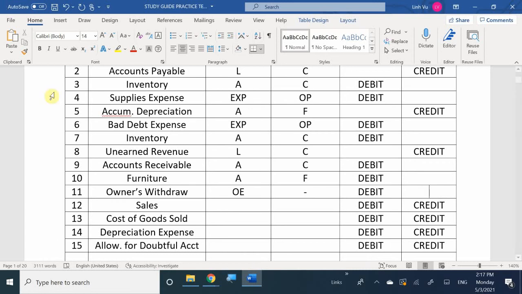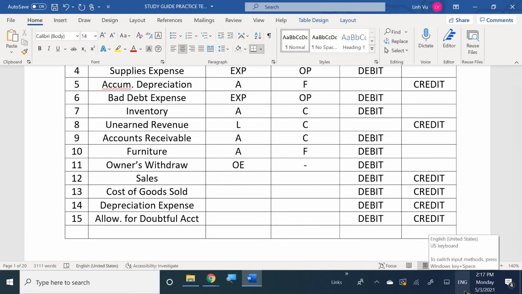Next is sales. What kind of account is sales? Income. Good. Income or revenues, whatever you want to associate it with. I believe in the test I use revenues. Now, what kind of income? Sales. Good. Now, what kind of normal balance would a sales account have? Credit.